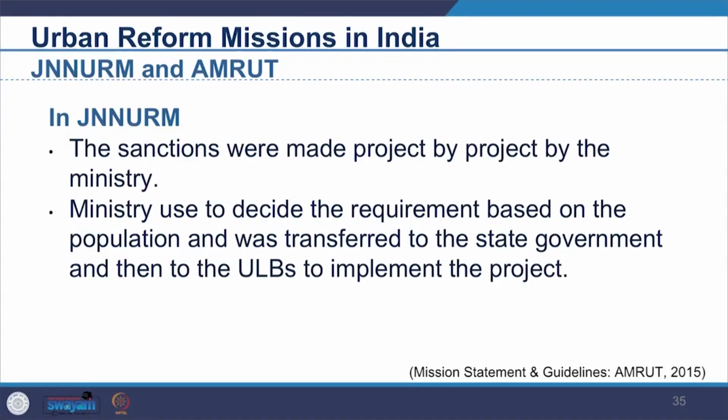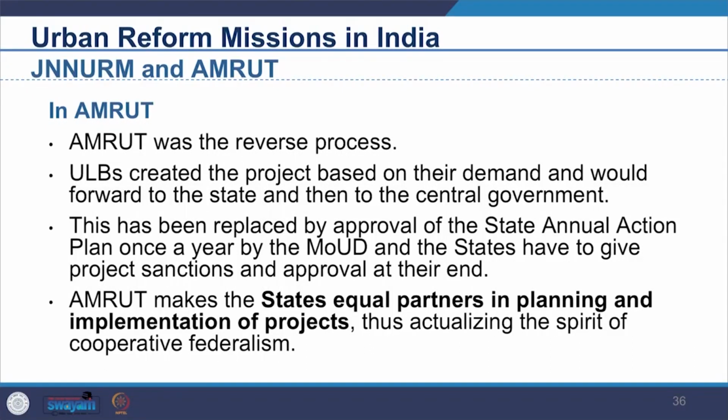Further, we saw in JNNURM, the sanctions were made project by project by the ministry. Ministry used to decide the requirement based on the population, and the project was transferred to the state government, and then the ULBs were to implement the project. So, we see that it was a top-down approach in JNNURM. Whereas in AMRUT, it was the reverse process. Now, the ULBs created the project based on their demand, the demand of the users and the priority areas, and would forward it to the state and then to the central government.